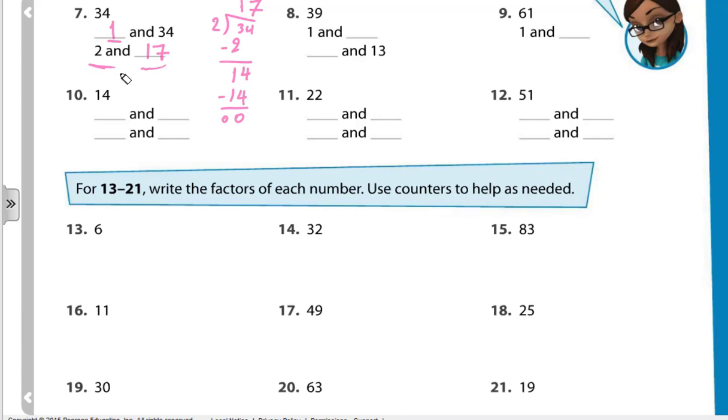Okay, now let's move to question number 8 and do it in the same way.